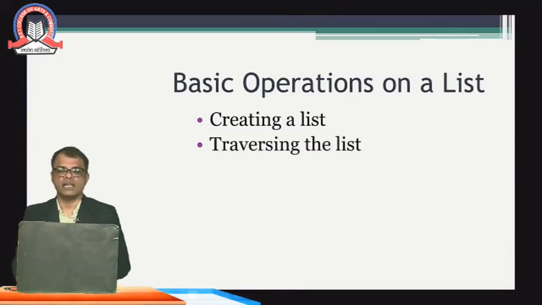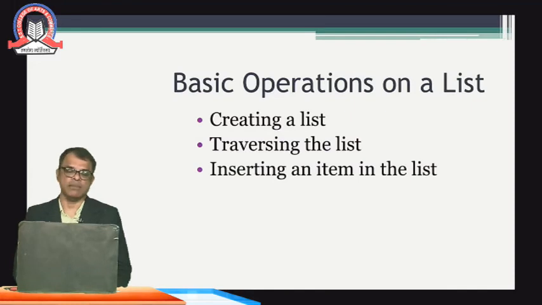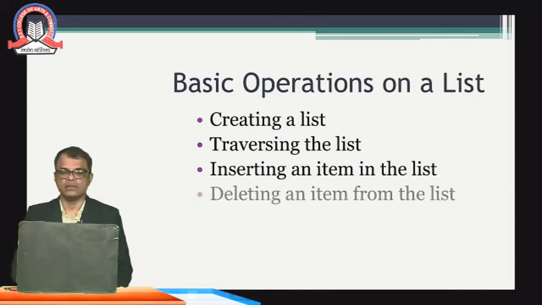Then traversing the list. Traversing the list means you need to find the data wherever you stored it. A linked list is also used for storing data, so you have to be able to traverse the linked list easily. Suppose you want an element from the second position, or from the fifth position, you can easily find it. Then inserting an element in the linked list and deleting an element from the linked list. So these four basic operations you should be aware of when you are using a linked list.